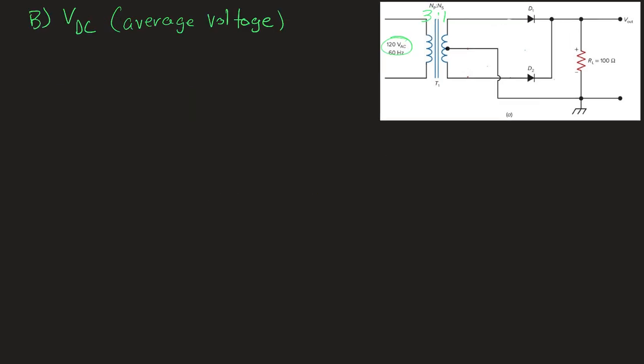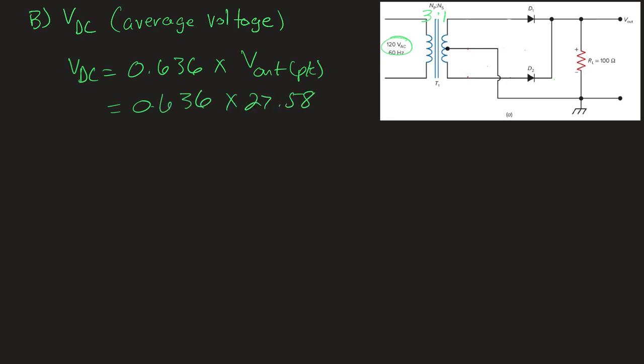Next, we're going to calculate the volts DC, or what we can call the average voltage. And the volts DC is equal to 0.636 times the output peak. So that gives us 0.636 times 27.58, which equals 17.54 volts DC.